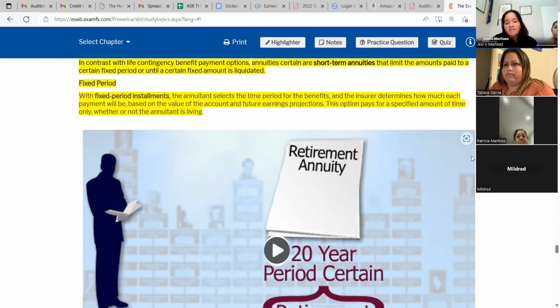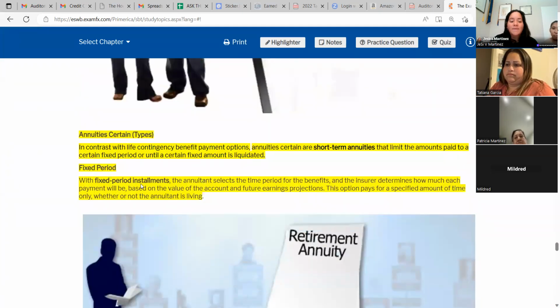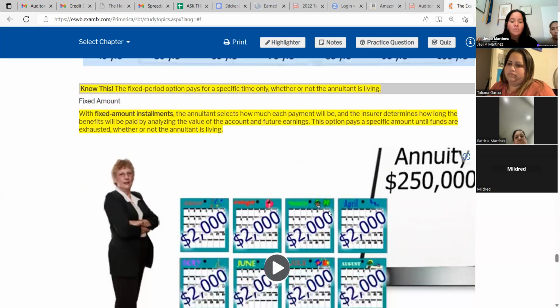Future earnings projections means, if the market averages 3 to 4%, how much more money I'm going to get. It's a projection of the cash that you're going to have in the account, and then you decide how much money you want to get per month. Fixed amount: you decide how much each payment will be. In fixed period installments, you decide how many payments you want, so in 5 years, in 10 years, how many payments you want from there. And the fixed amount installments is the amount that you want.